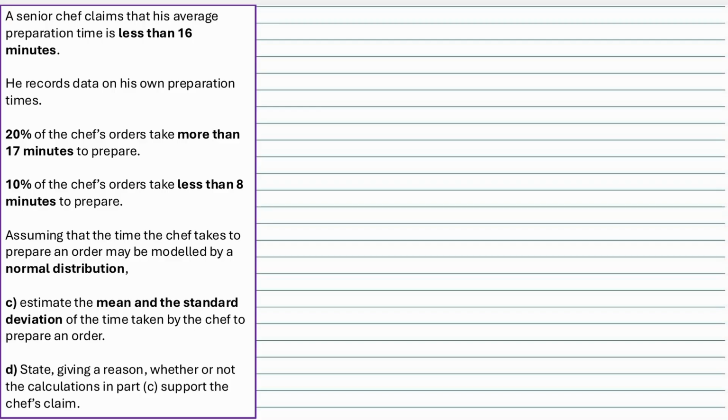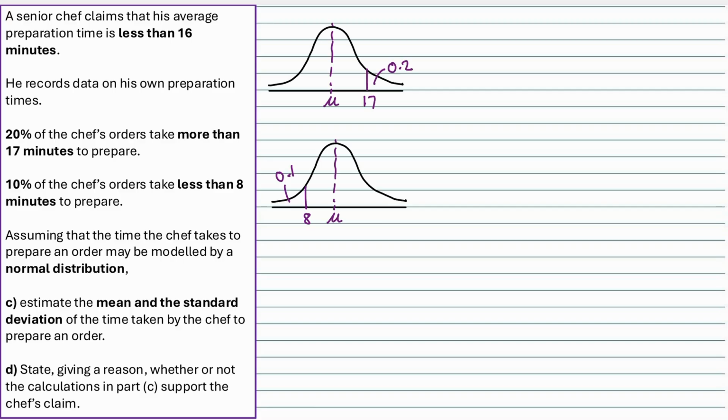So the first thing I'm going to do is sketch each of these on a normal distribution curve. So you can see that we have the mean, mu, and 20% take more than 17 minutes. So we're looking at this region here. And then we've got 10% take less than the 8 minutes from this information.